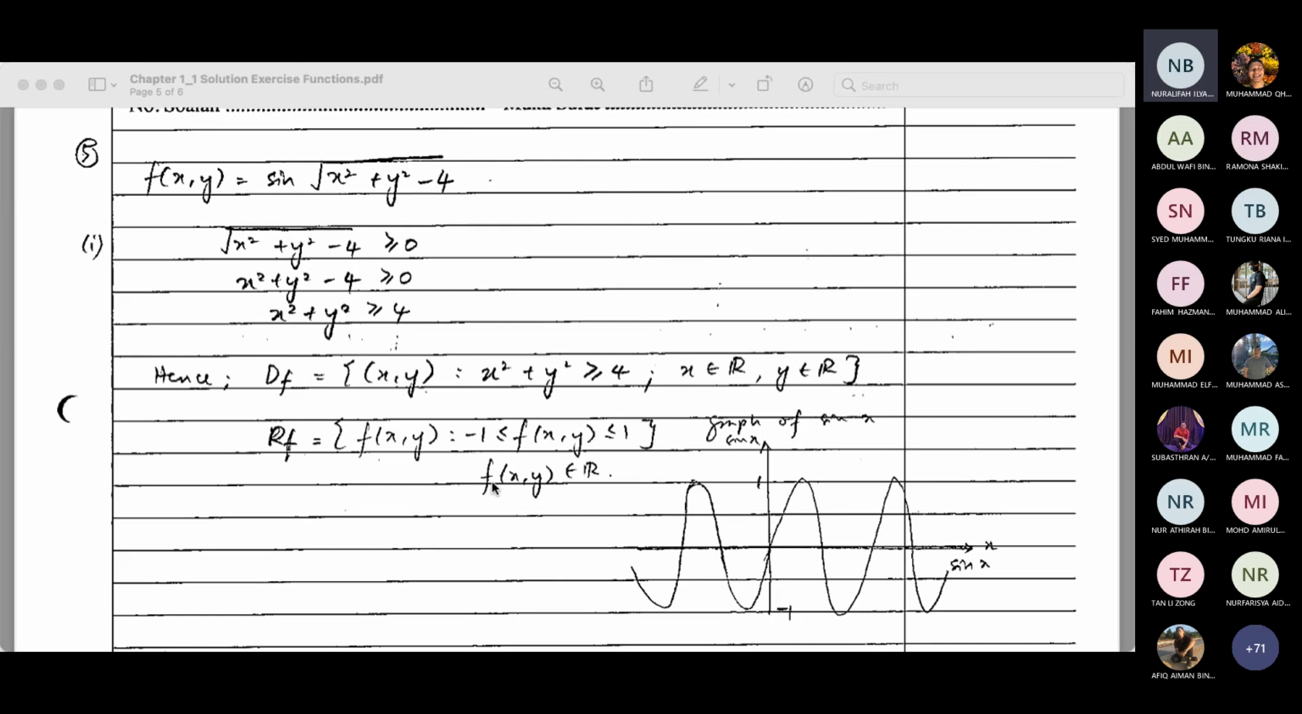Given by the value of the function mestilah berada negatif 1 sampai 1 because function tu melibatkan sine function. Okay. So itu solution untuk yang kelima.